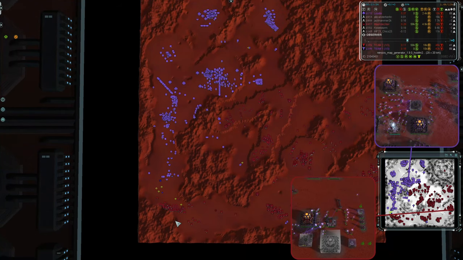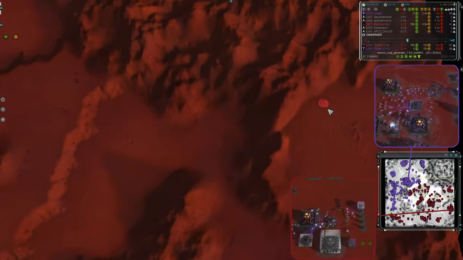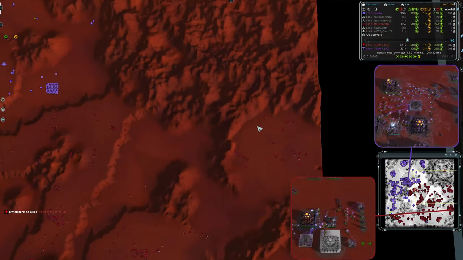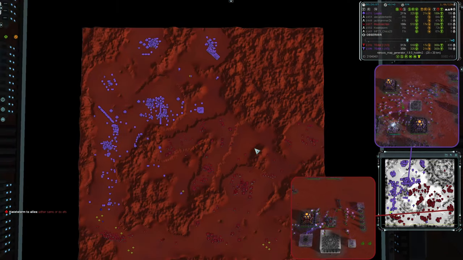And Monkey Lord is now pushing its way south. It will be a couple of minutes before it gets to the front line. There's some attack pings going out here. I'm not really sure why. Either SAMs or do ASFs. So Quiet Storm very much backseating at this point.